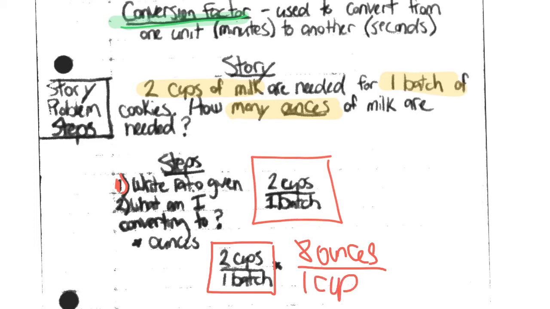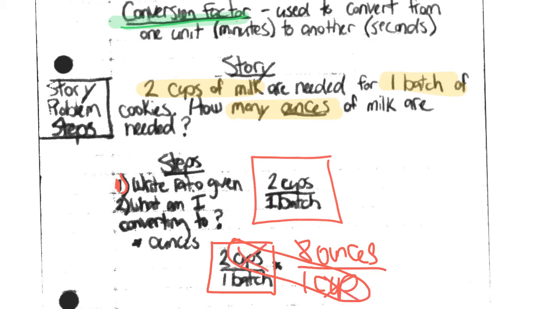Now notice that instead of lining up your cups on the same side, you have to make them across from each other, because I want to get rid of the cups. I don't want to use cups anymore. I want to use ounces. So you have to put them on the opposite side of the ratio. By doing that, it cancels the cups out because they're on the opposite side.